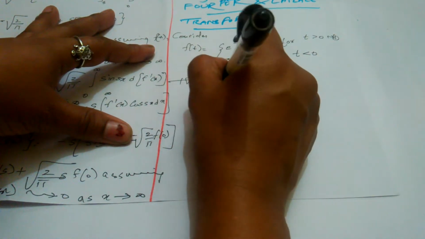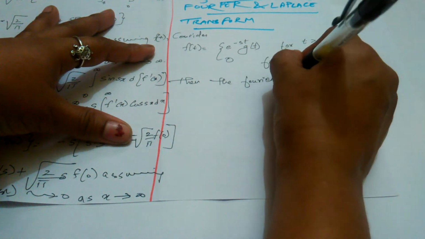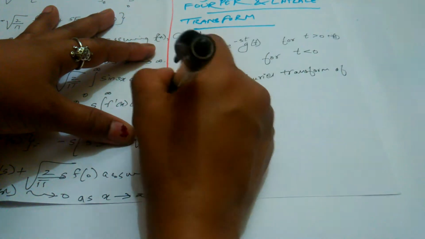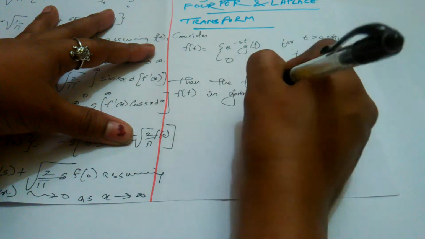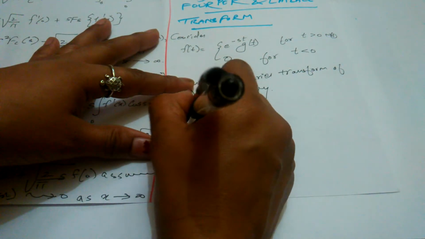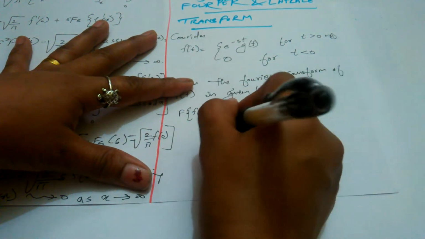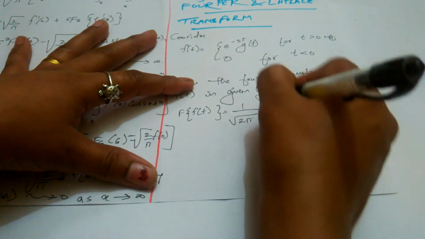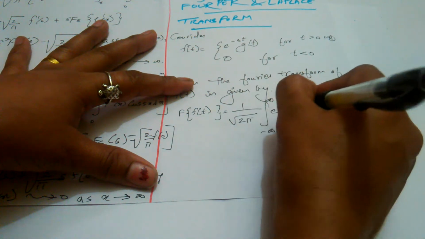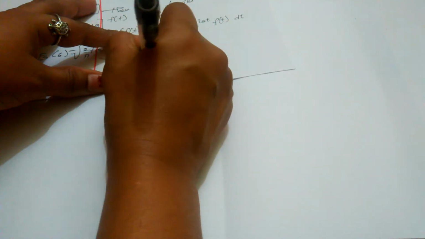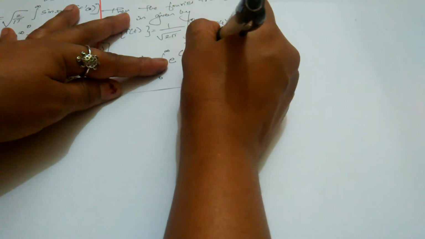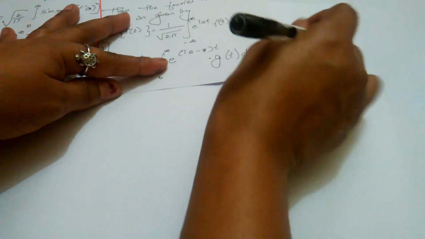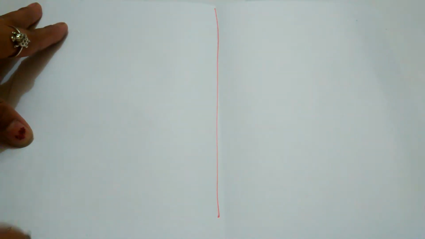Then the Fourier transform of f of t is given by F of f(t), which equals 1 upon square root of 2 pi integral minus infinity to infinity e raised to ist f of t dt, which equals 1 upon square root of 2 pi integral 0 to infinity e raised to (is minus s) t into g of t dt. Okay, so page number 11.